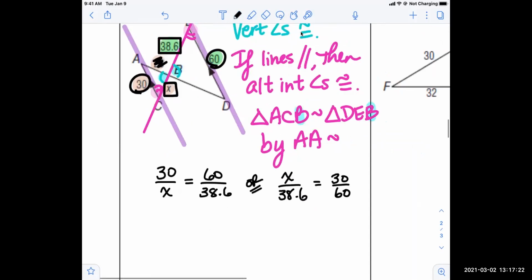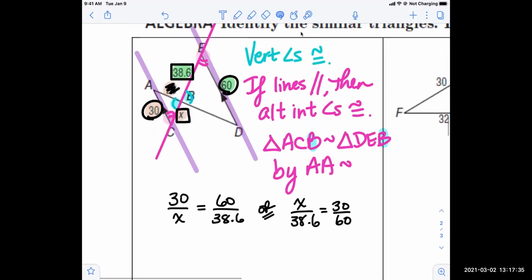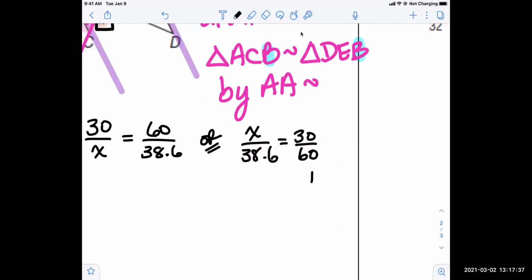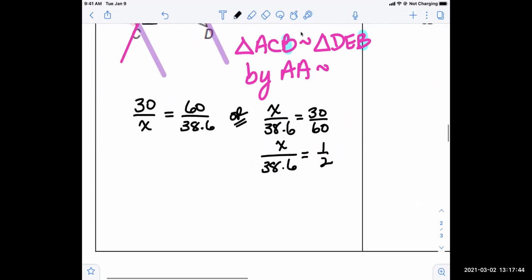I kind of like this one because what is the scale factor between the two triangles? It's 1 to 2, right? So if you notice that the ratio there is 1 to 2, you can just reduce that down to 1/2. And then really you're just trying to figure out half of 38.6. You can, of course, cross multiply and do 2x equals 38.6. But if you just think, okay, I'm trying to make this a 1/2 ratio, that number on the top needs to be 19.3 for that to be a 1 to 2 ratio.